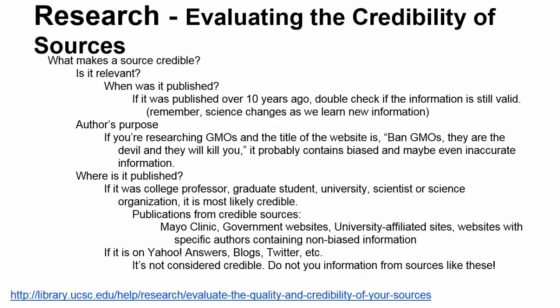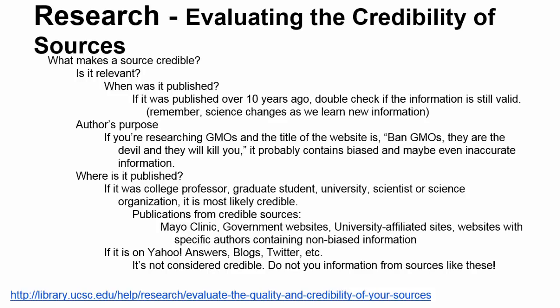You want to know, where is it published? So is this a college professor or a graduate student? Is it produced by a university? Is it made by a scientist or a science organization? Well, in those cases, the information can be trusted as being credible. Here are some example credible sources: the Mayo Clinic, government websites, university affiliated websites, websites with specific authors containing non biased information.